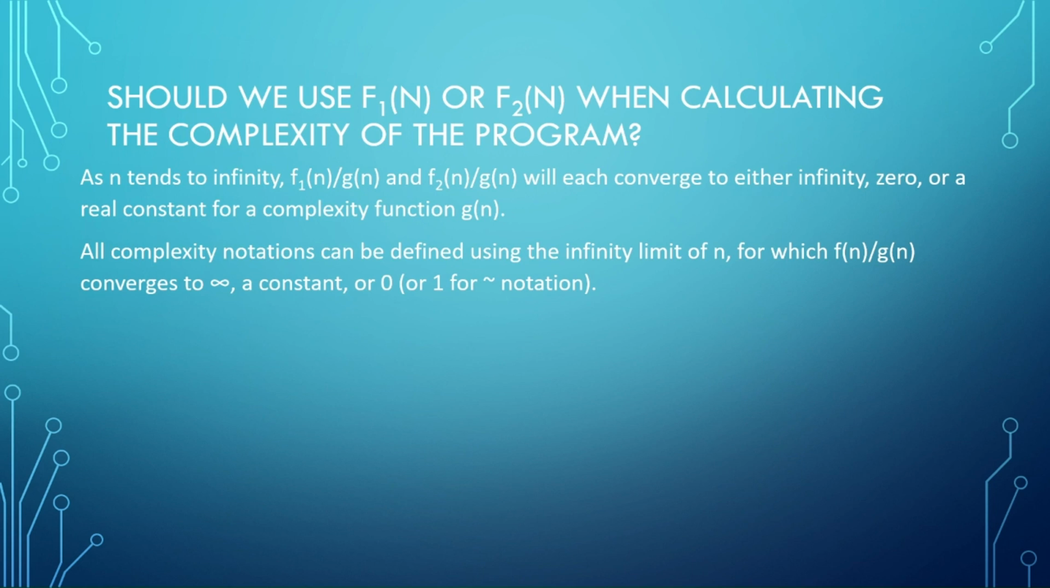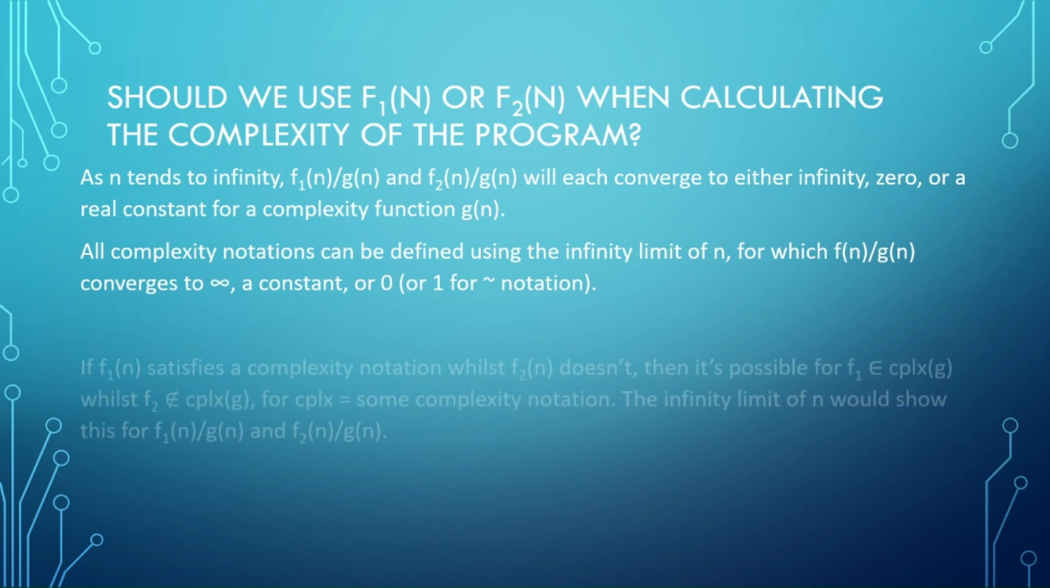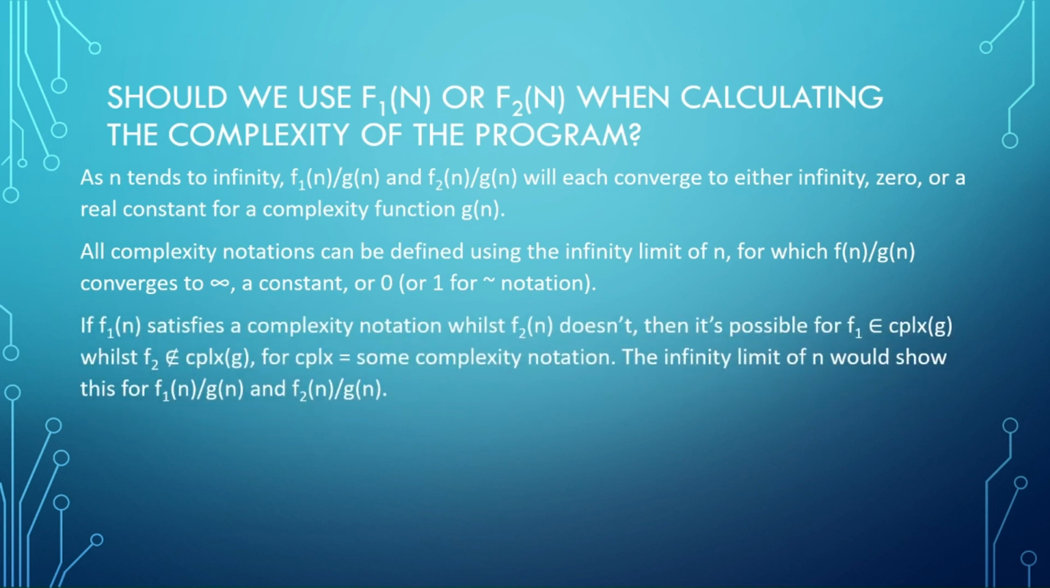So big O, theta, and omega can be defined in predicate form as well, but all 5 of them, including little o and tilde, can be defined in terms of infinity limits. Most of which: f of n over g of n converges to infinity, a constant, or 0, or 1 for tilde notation. If f1 of n satisfies a complexity function whilst f2 of n doesn't, then it's possible for f1 to be of complexity g whilst f2 is not of complexity g for this complexity notation.